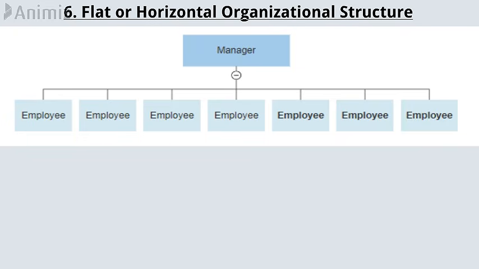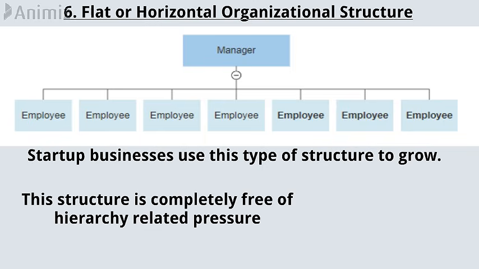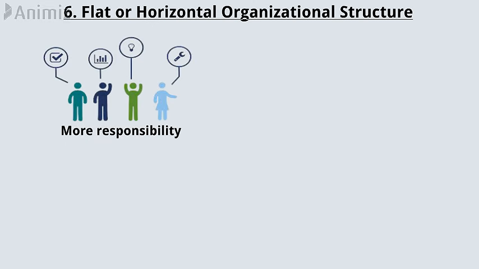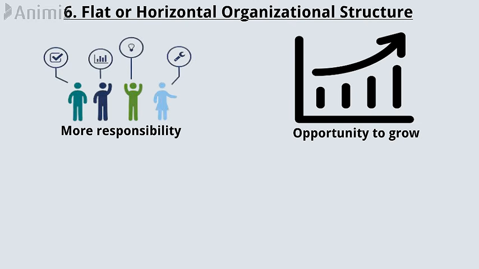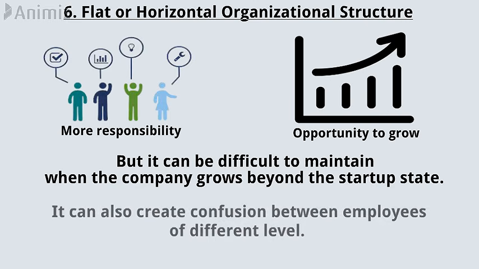6. Flat, or horizontal organizational structure. A flat, or horizontal organization has an organizational structure with few or no levels of middle management between staff and executives. Basically, startup businesses use this type of structure to grow. This structure is completely free of hierarchy-related pressure, so that employees can be more productive. A flat, or horizontal structure gives employees more responsibility and provides a better opportunity to grow. But it can be difficult to maintain when the company grows beyond the startup stage. It can also create confusion between employees of different levels.